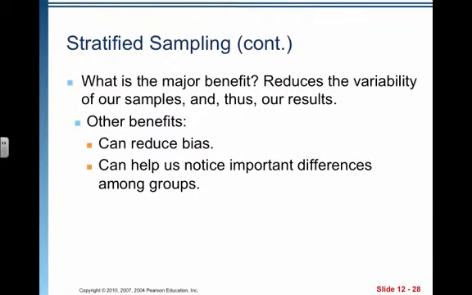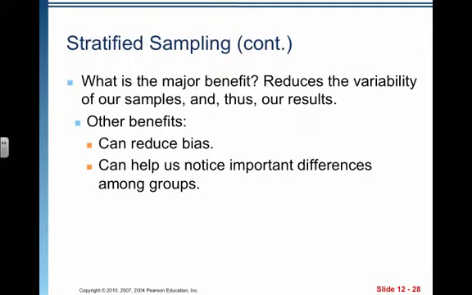So what's the major benefit of it? If it's so common, it reduces the variability of our samples and thus our results. Otherwise, let's say I was going to sample all the students at Houston Christian. I was going to take, I don't know, a sample of 60 students. It could be that all 60 students end up being freshmen. Well, then the sophomores, juniors, and seniors are all left out.